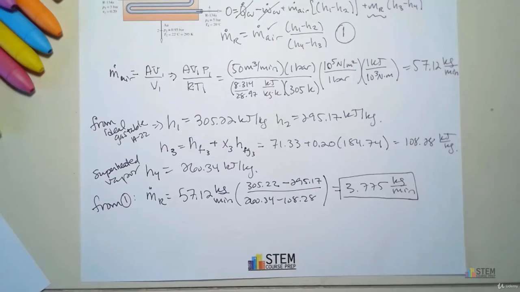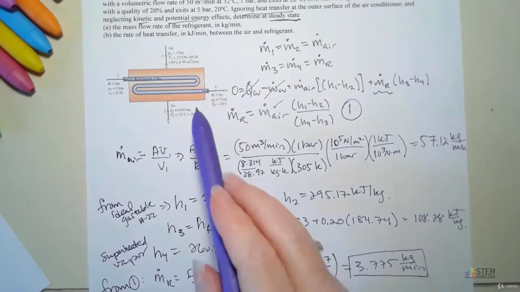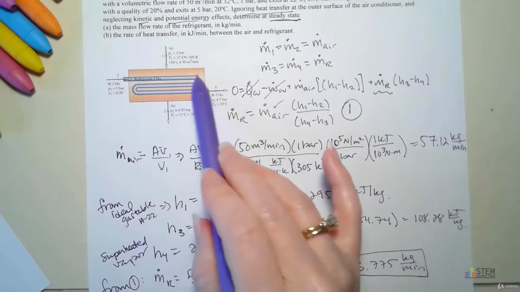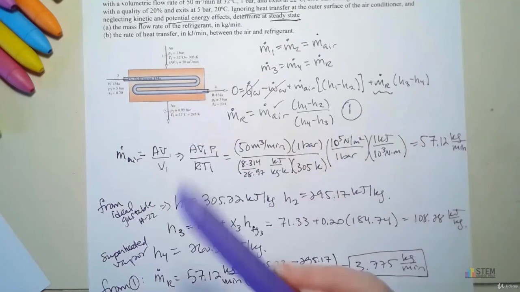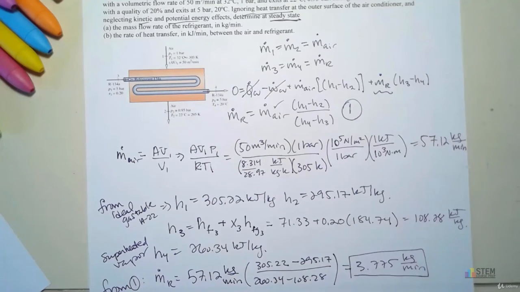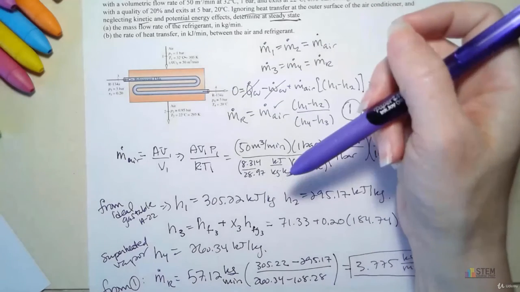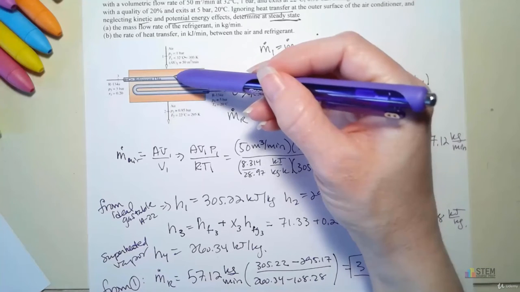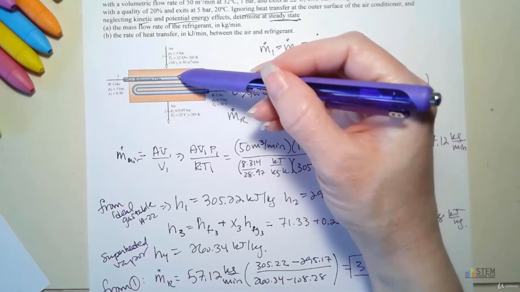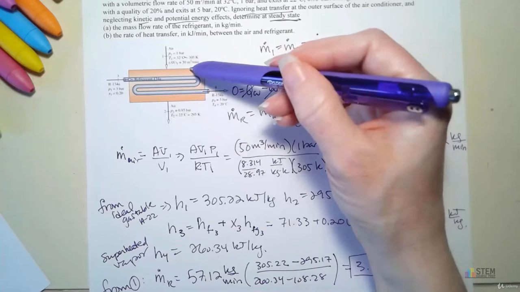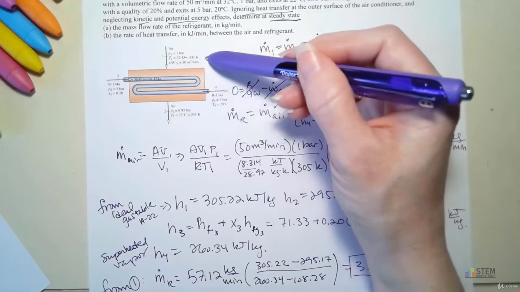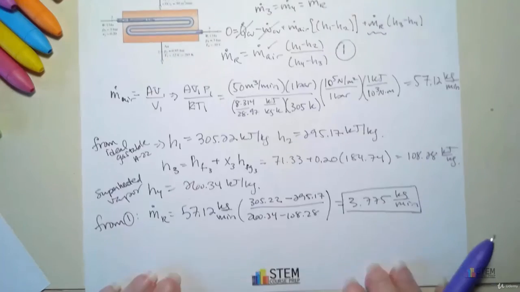Now for part B, we want the rate of heat transfer between the air and the refrigerant. So this time, instead of looking at this rectangle as our control volume, what we want to do is let's just look at the refrigerant. So the pipe for the refrigerant is going to be our control volume. And that, when we do our equation here for energy balance, then our Q dot term will be the heat transfer rate between the air and the refrigerant. If we did this whole rectangle, Q dot would be the rate of heat transfer between the whole system and the surroundings, which is not what we want.